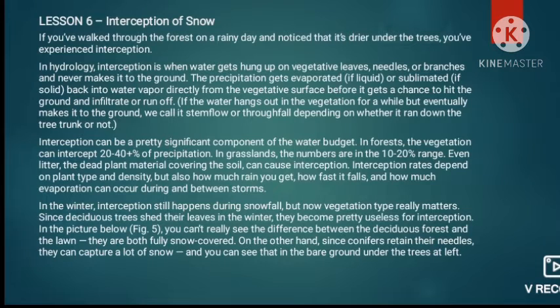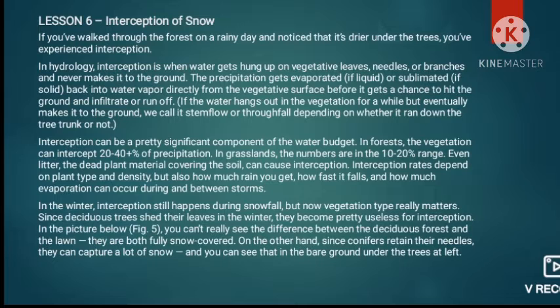Interception can be a pretty significant component of the water budget. In forests, the vegetation can intercept 20 to 40+% of precipitation. In grassland, the numbers are in the 10 to 20% range. Even litter, the dead plant material covering the soil, can cause interception. Interception rates depend on plant type and density, but also how much rain you get, how fast it falls, and how much evaporation can occur during and between storms.